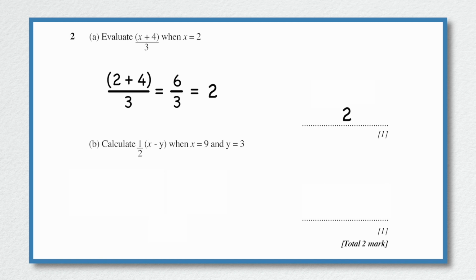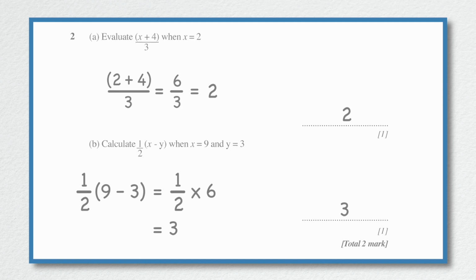Part B. Calculate a half of x subtract y when x is equal to 9 and y is equal to 3. So substituting in our values for x and y, we have a half multiplied by 9 subtract 3. Well, 9 subtract 3 is equal to 6, so we have a half multiplied by 6, which means a half of 6, and so the answer is 3. 1 mark.